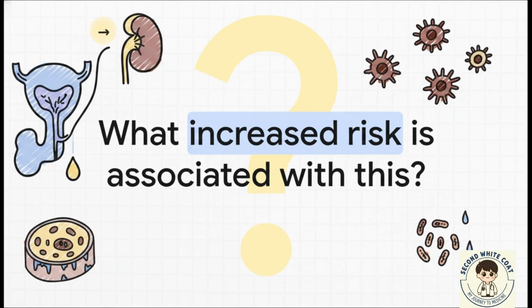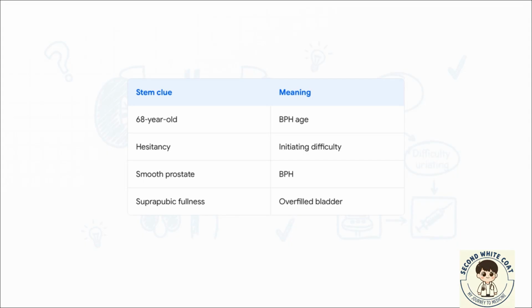Is it A, bladder transitional cell carcinoma, B, glomerulonephritis, C, priapism, D, prostatic adenocarcinoma, or E, urinary tract infection? Let's translate this exam speak into actual clinical reality. You really need to drill this equation format into your head.